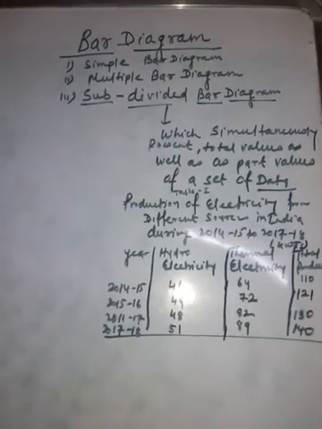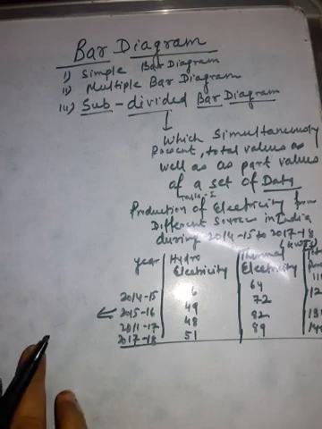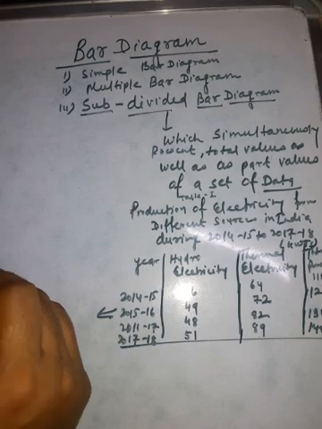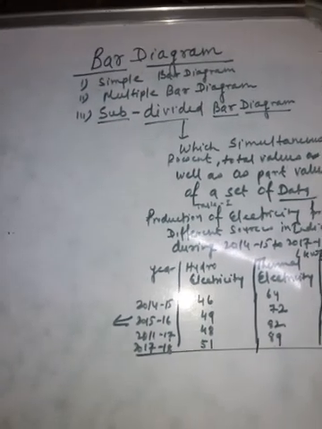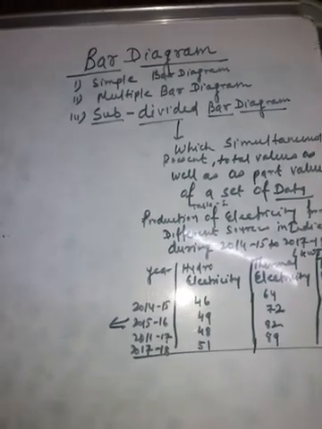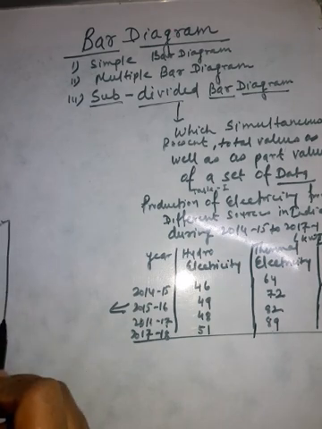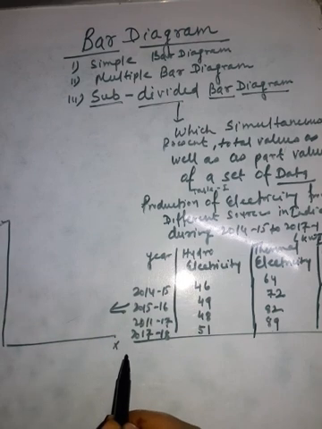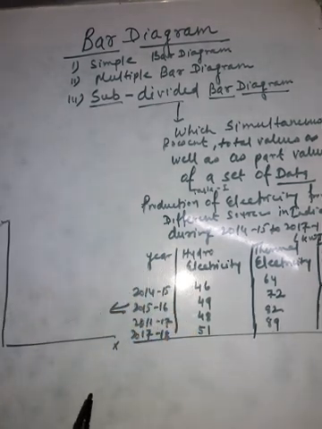Then we have to show it in the form of a bar diagram. I am showing the bar over here. Of course, we will draw the y-axis and x-axis. Here will be the y-axis and here will be the x-axis. Subdivided bar diagram. You will write here the table number and title of the bar diagram also.